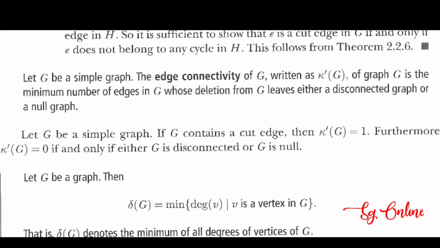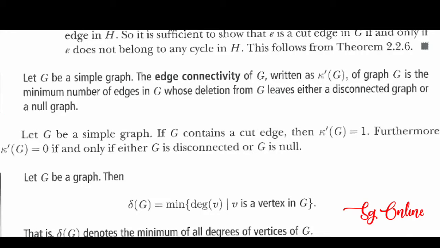So if a set of edges we delete from the graph, then the minimum number of edges that can be deleted to make it disconnected or make it a null graph, we say that is the edge connectivity. And like the vertex connectivity, for the disconnected graph, kappa dash G is 0, because if the graph is already disconnected, you have to delete 0 edges to make it disconnected, so it is 0 trivially. Or if the graph is a null graph, then also we say that kappa dash G is 0. That is, if it is of a single vertex, then also we say that kappa dash G is 0.